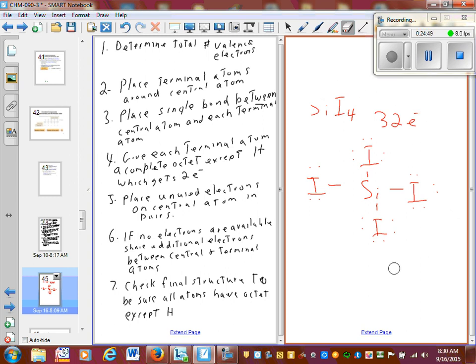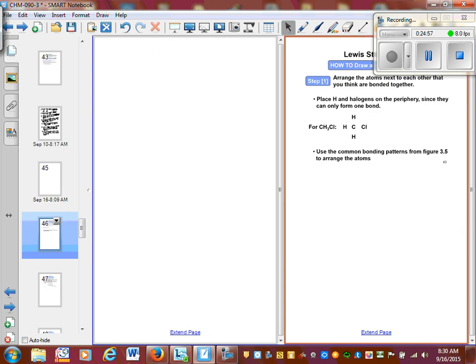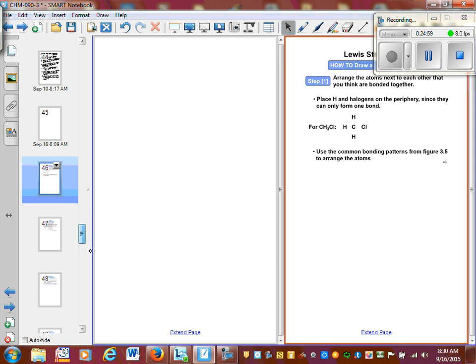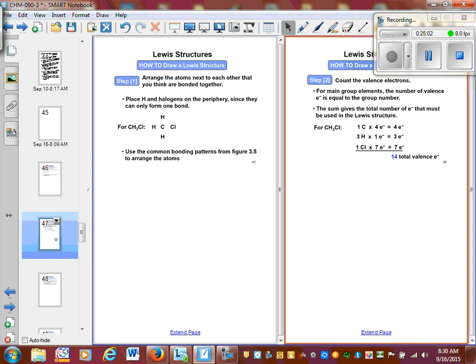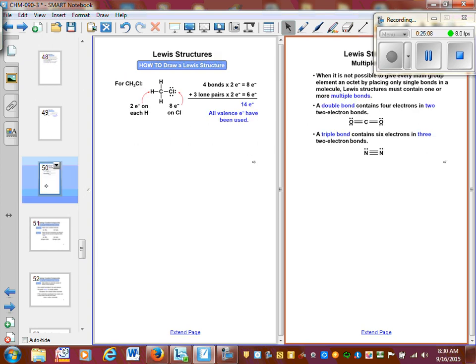Okay, that goes through the procedure. That goes more through the procedure. That's the one with the double bond. Okay. Let's go back to full screen, which is this one.